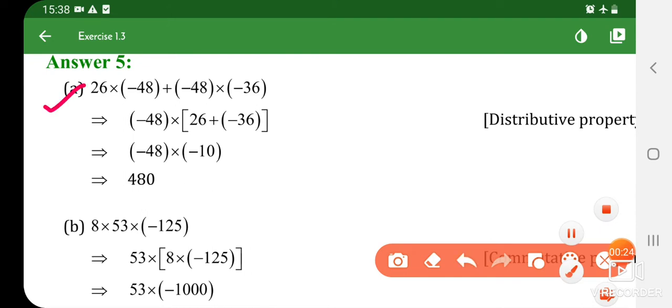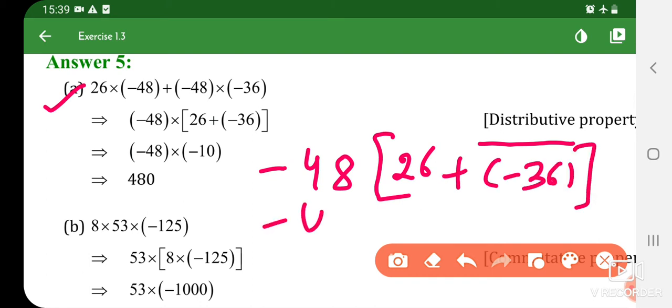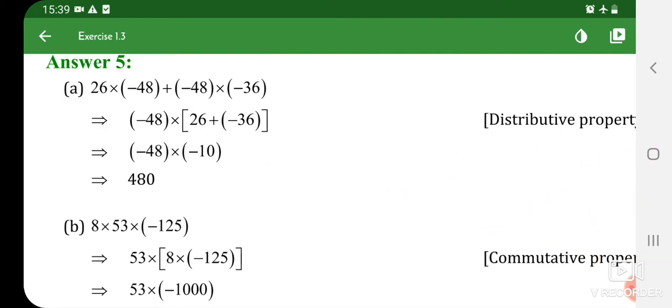26 multiply minus 48 plus in the bracket minus 48 into minus 36. By distributive property we have to take common this minus 48 on the outer side. So the remaining are 26 and minus 36. Okay kids, this minus 48 as it is, 26 plus minus 36 is minus 10, and when we multiply minus into minus, it is plus 480. So the answer is 480.